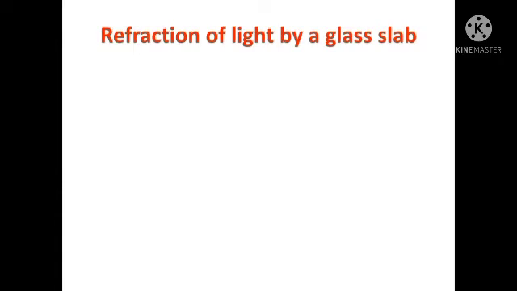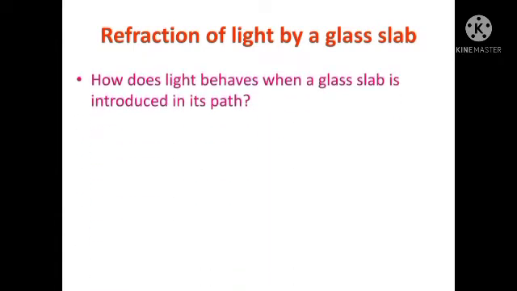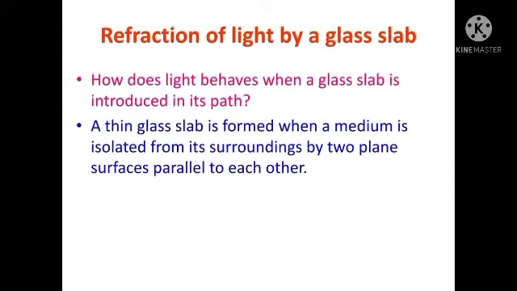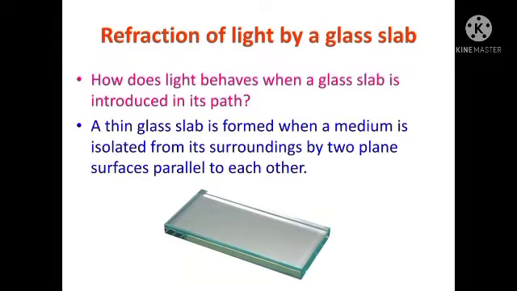Refraction of light by a glass slab. How does light behave when a glass slab is introduced in its path? A thin glass slab is formed when a medium is isolated from its surroundings by two plane surfaces parallel to each other.